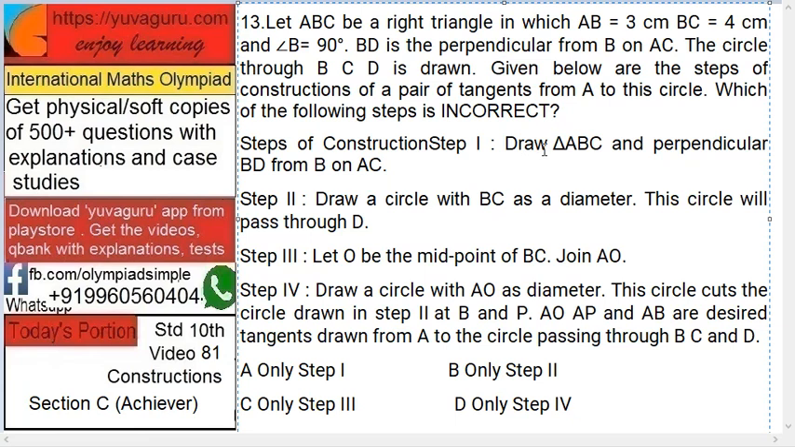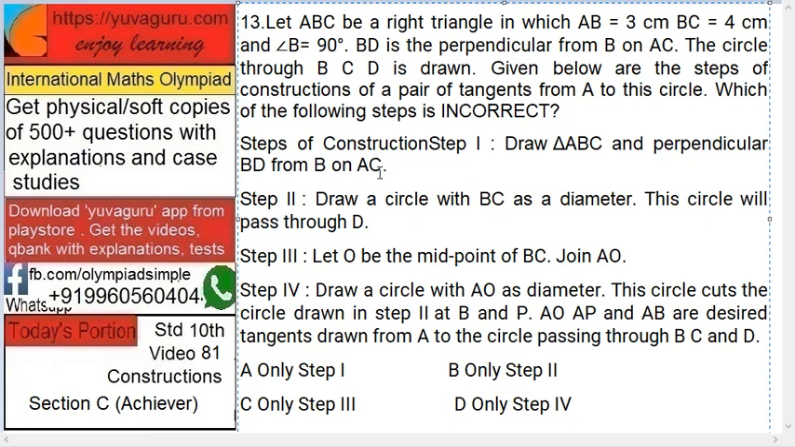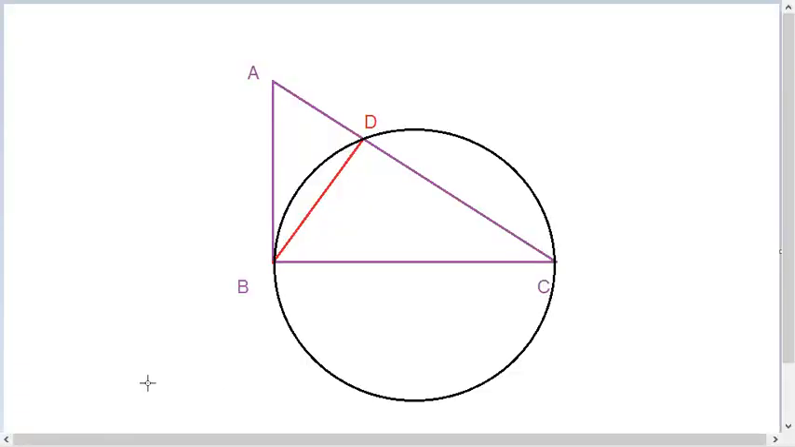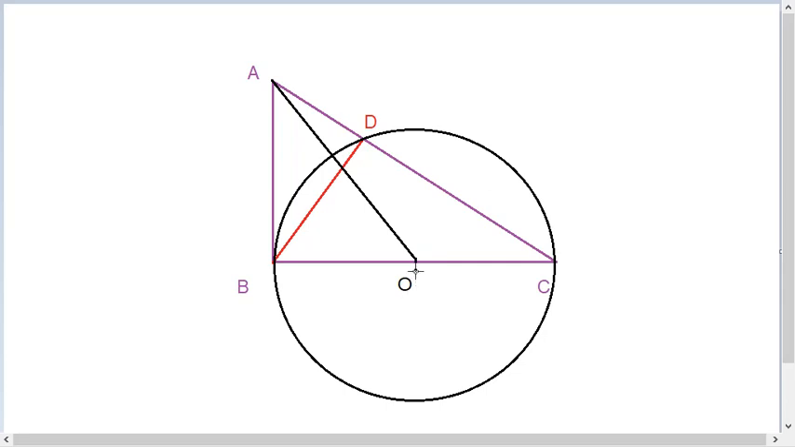So step number 1, draw triangle ABC with right angle at B and perpendicular BD from B to AC. So that's the first step. See, this is the first step, triangle ABC, then perpendicular BD to AC. Draw a circle with BC as a diameter. This circle will pass through D. See this, BC as a diameter and it will pass through D. Next, let O be the midpoint of BC. Join AO. See this, O is the midpoint of BC. BC is the diameter, so it's the center of the circle. So join AO. We have joined that.